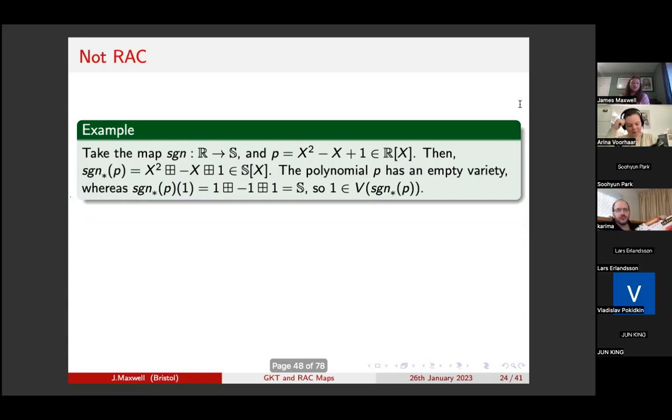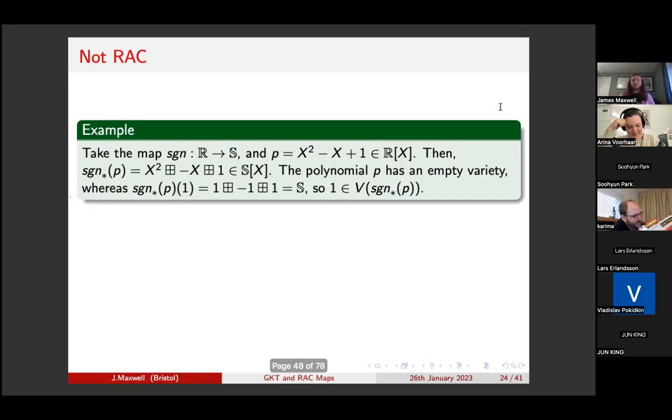Immediately I can give you two examples where this property does not hold. If you take the sign map from the real numbers to the sign hyperfield and take a very similar polynomial to what we had before, x squared minus x plus 1, the sign map just remembers the signs of the coefficients and exchanges our normal arithmetic for our hyperfield arithmetic. The polynomial p has an empty variety over the real numbers, but the polynomial under the induced sign map of polynomials actually has a root.